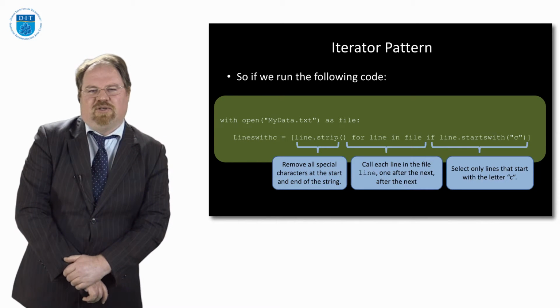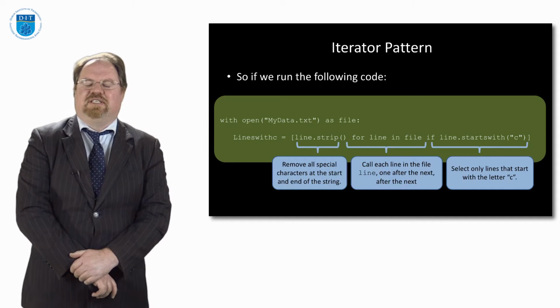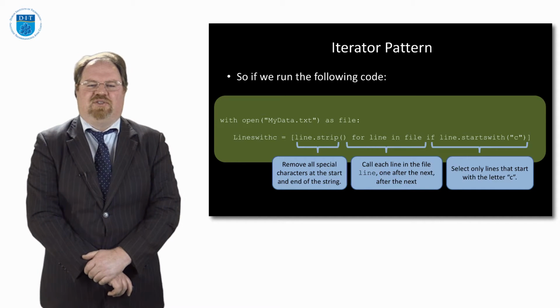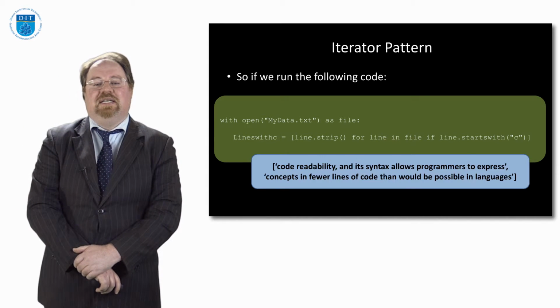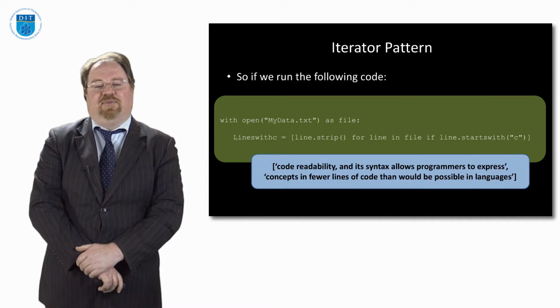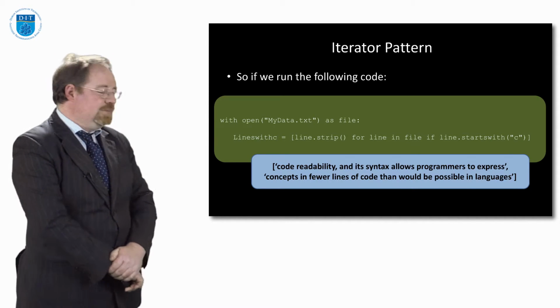So what are we going to get? Are we going to get a file with just the 2 lines that start with C? No, we're not going to get a file, we're going to get a list, because it's a list comprehension. So the list is open square bracket, and the line about code readability, and then the second line about concepts. And it's a list with 2 elements in it, which are long strings.